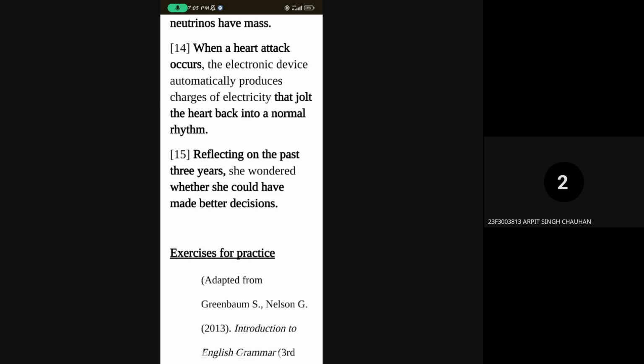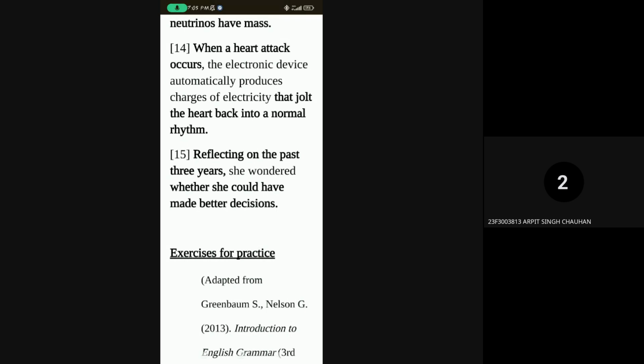Are both noun clauses? Both are not noun clauses. One of them is a noun clause. Can you tell me which one? The last one is definitely a noun clause. She wondered what? Whether she could have made better decisions, that part is your noun clause. Although it has "whether" in it, it is not an adverbial clause, right? You see, there are some traps lying in the sentence as well. Again, this can be treated only as a noun clause, right?